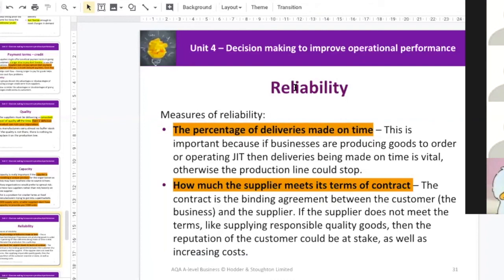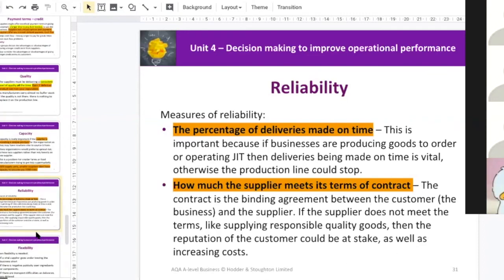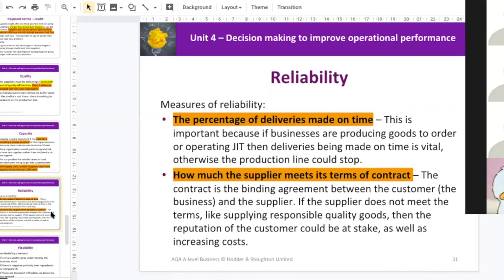So we need to be able to rely on our supplier. They need to be trustworthy as well. So these are the 2 points to measure their reliability. Do they deliver their goods on time? Do they deliver their supply on time? Are they meeting the terms of the contract as well?